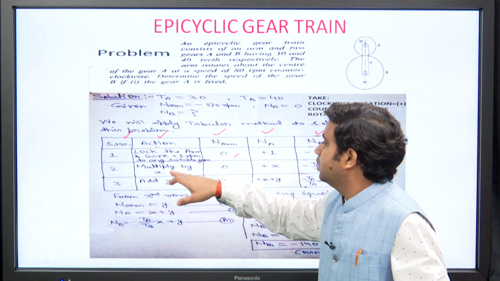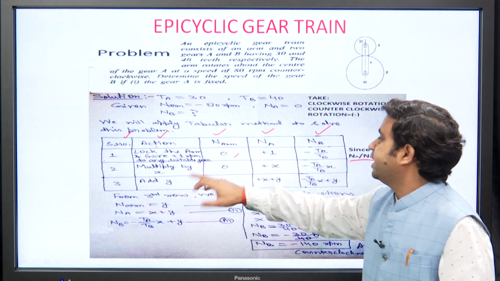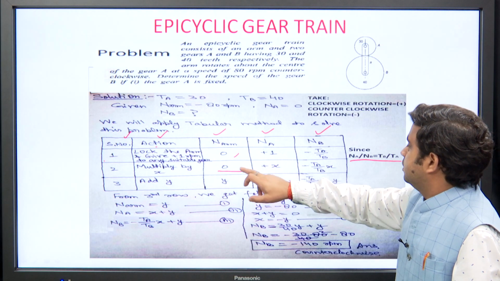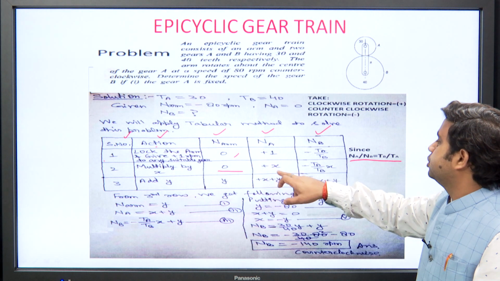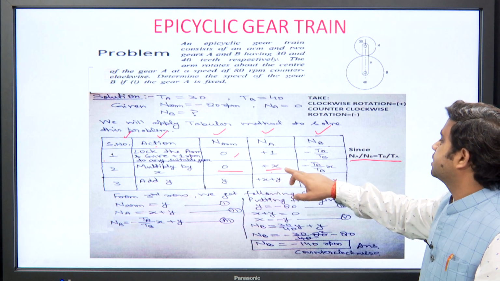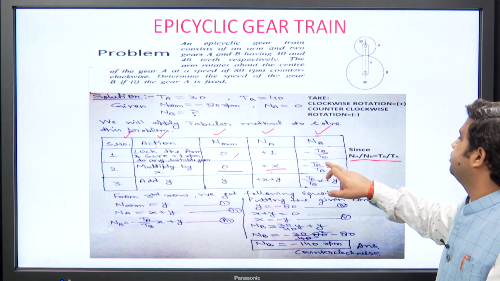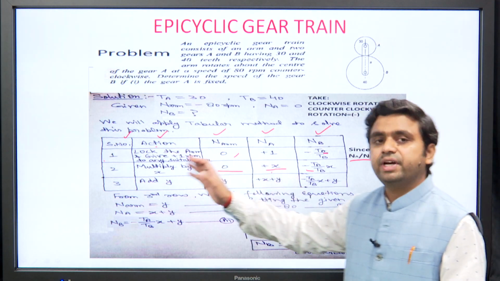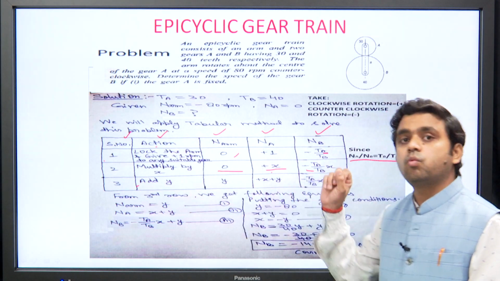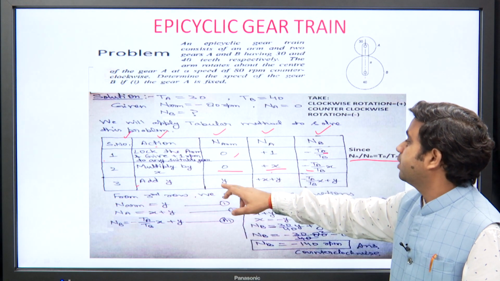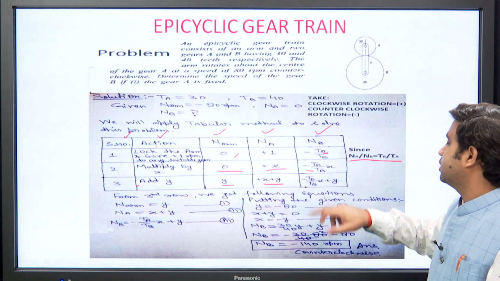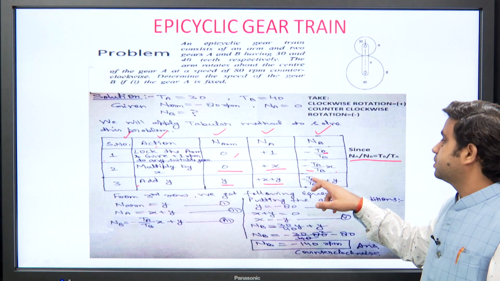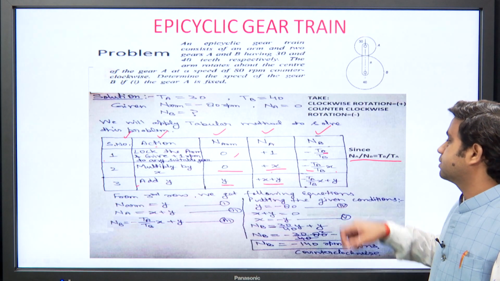Now, the next row says multiply by x. So, we will multiply by x. In this, 0 multiplied by x becomes 0, 1 multiplied by x gives x, and minus Ta by Tb multiplied by x gives minus Ta by Tb x. Now, finally, in the next row we will add y. So, 0 plus y becomes y, x plus y becomes x plus y, and minus Ta by Tb x plus y becomes minus Ta by Tb x plus y.